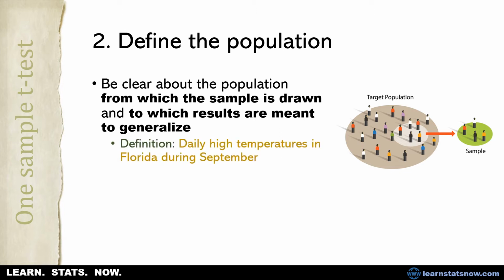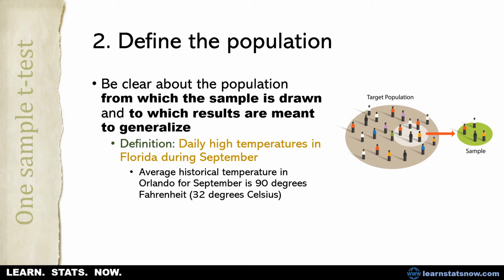So in this example, our definition of the population is the daily high temperatures in Florida during September. Okay? So we're going to be taking historical data and using that as the population. So the average historical temperature in Orlando for September is 90 degrees Fahrenheit. That's 32 degrees Celsius. So we would express that simply as mu equals 90. So mu equals 90 is the average historical temperature in September in Orlando.